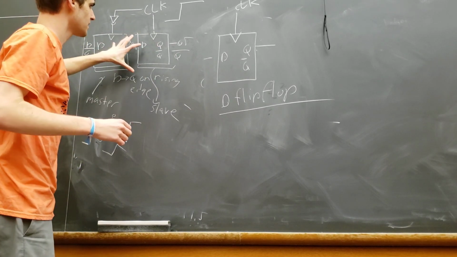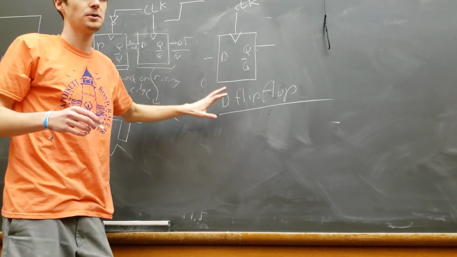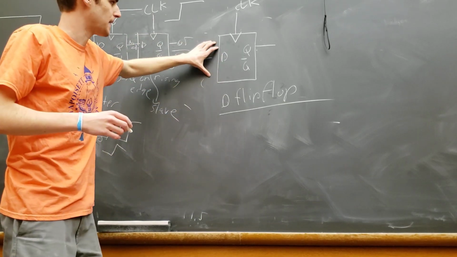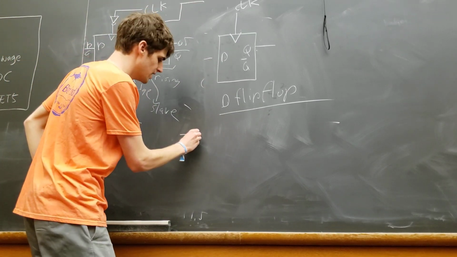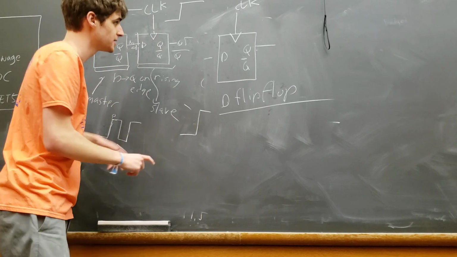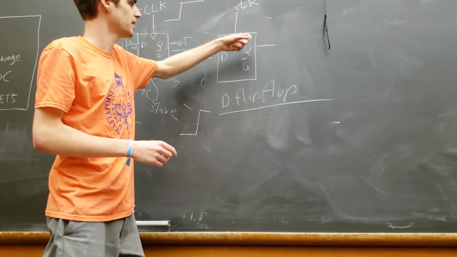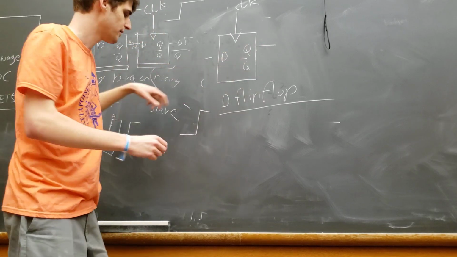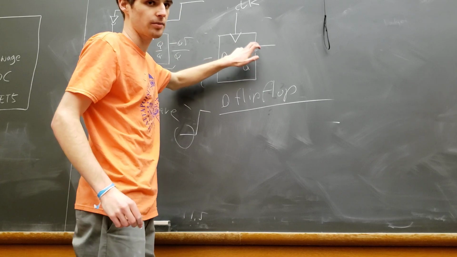But we abstract this entire thing as this. So all you need to worry about when you're looking at this diagram is that whenever the clock goes from a 0 to a 1 at that rising edge, the value that's here is going to be output here. And whenever it's at a 0, this value is going to be what it was before.